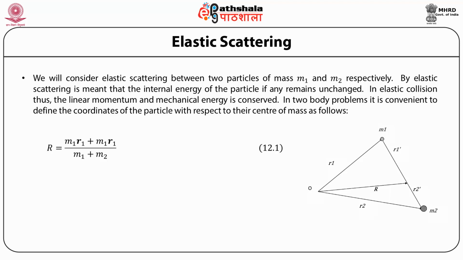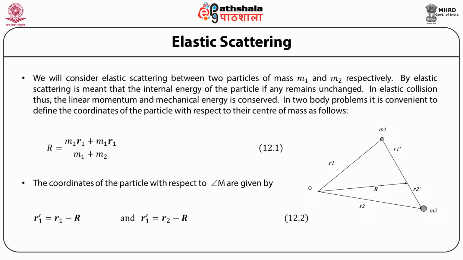While considering a two-body problem, it is convenient to define the coordinates of the particles with respect to their center of mass. So, we have the two particles m1 and m2 whose position vectors are r1 and r2. The center of mass of these two particles is defined by the vector r, where r is equal to m1 times the position vector r1 plus m2 times the position vector r2, divided by m1 plus m2, and then we measure the coordinates of the particles with respect to the center of mass, which are given by r1 prime and r2 prime respectively, and obviously r1 prime is r1 minus r and r2 prime is r2 minus r.